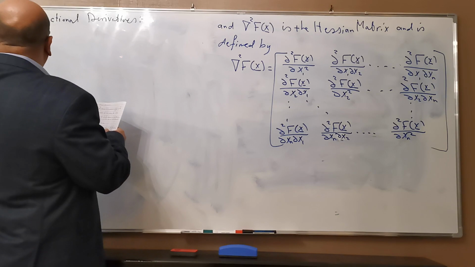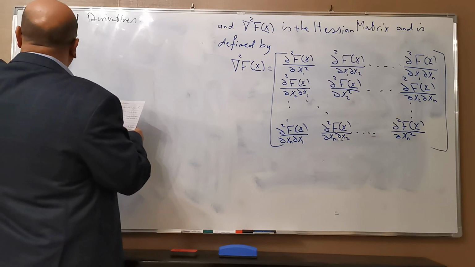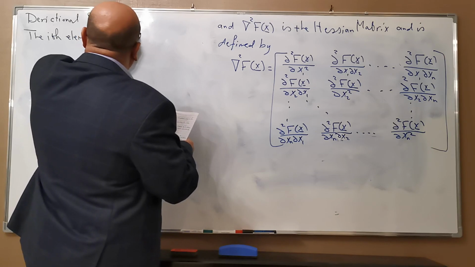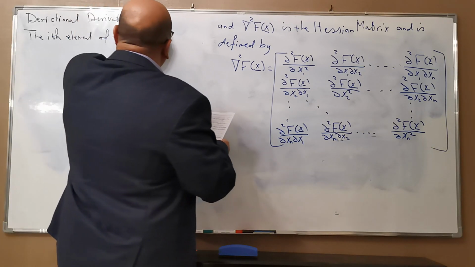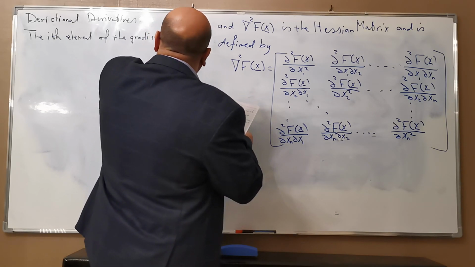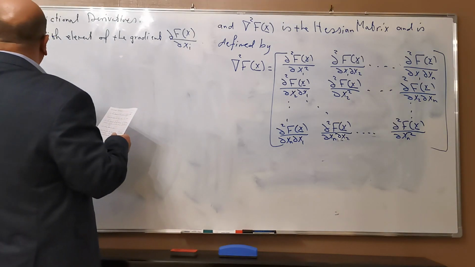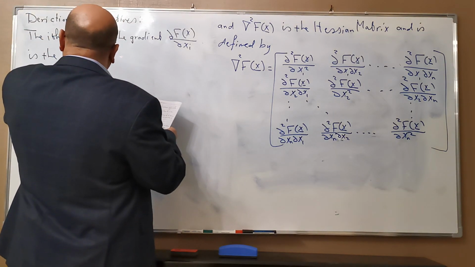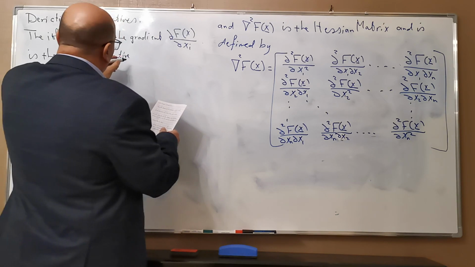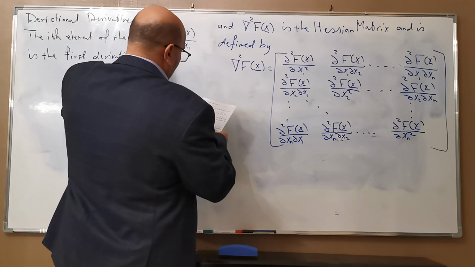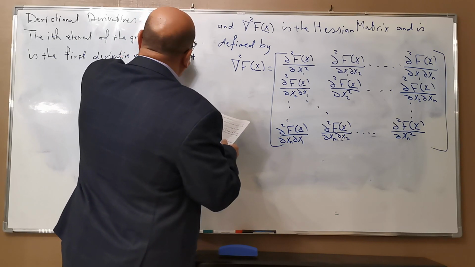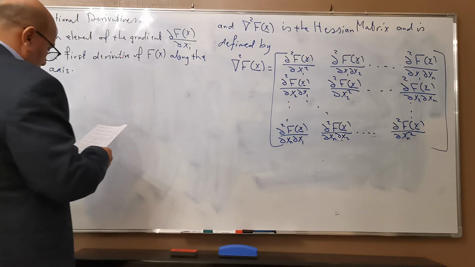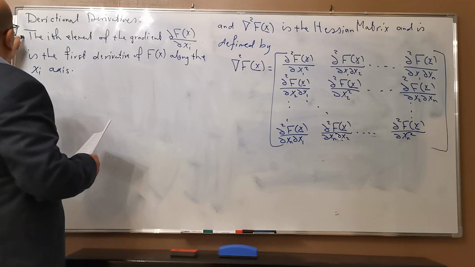Okay, let's define the following. The ith element of the gradient, which is partial f of x partial xi, is the first derivative of f of x along the xi axis. So this is the first statement.